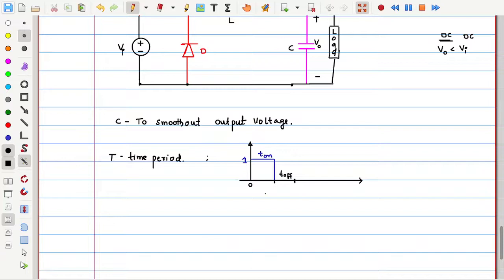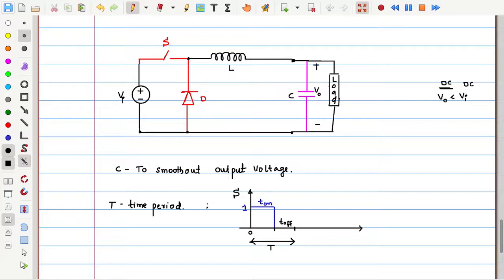So T on plus T off together we call one complete cycle or time period. That means switch S will be on for T on seconds, off for T off seconds. So on time plus off time together we call one time period. Okay. For example, the switch may be closed, means on, for 2 minutes and off for 1 minute.